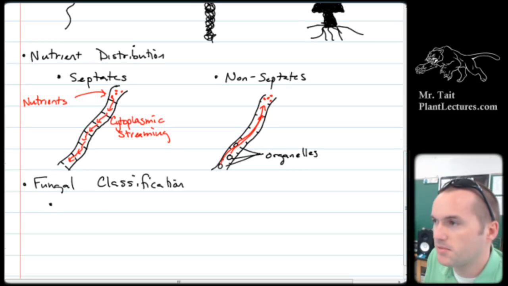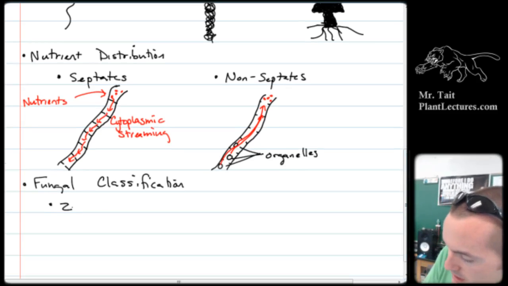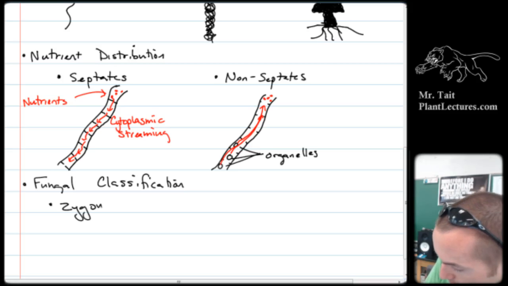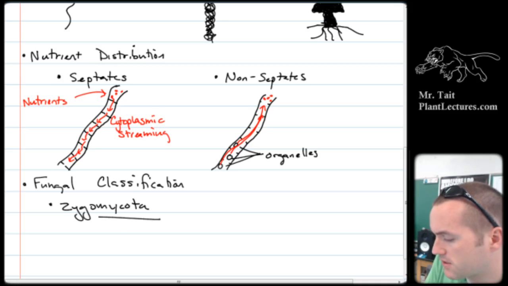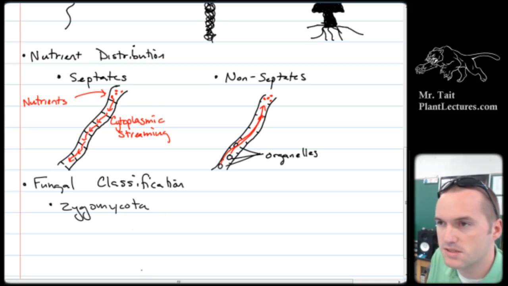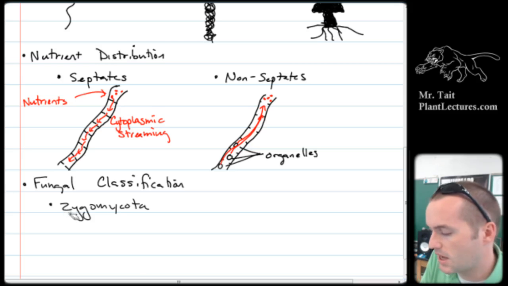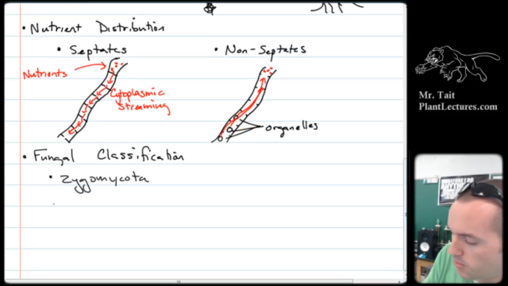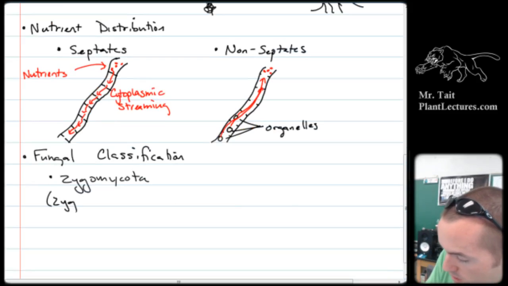And we can classify them into three groups. The first one is called zygomycota. And this suffix on the end, mycota, just means fungus, right? And so this is a zygofungus. And when we name it, that's what we actually call it, zygote fungi.